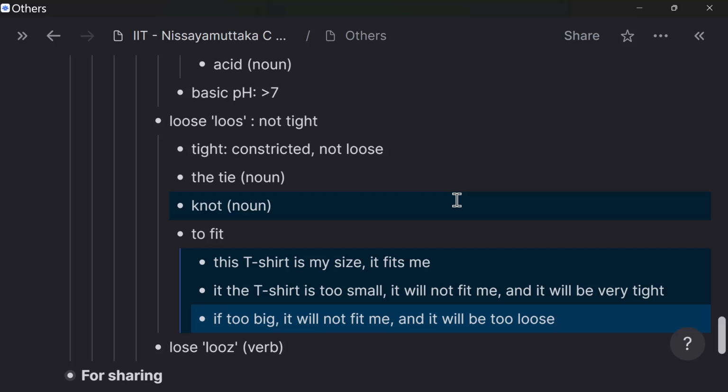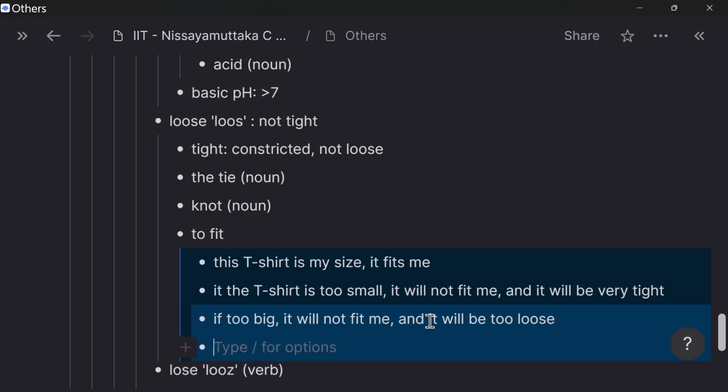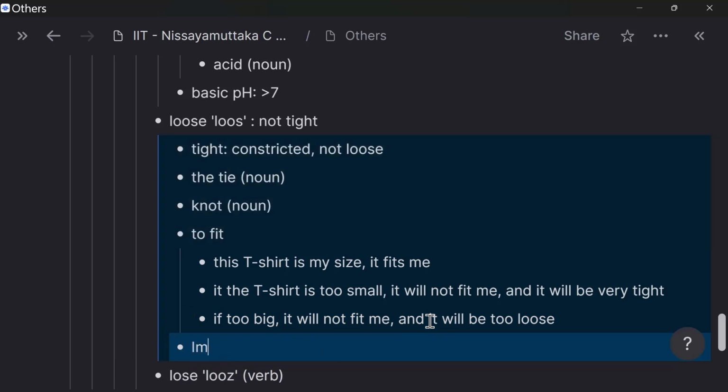But is fit only a verb, or can it be an adjective? Yeah, it fits you. It can be an adjective as well. We can also use it like, I'm fit. You can make a sentence like this. For the t-shirt, yeah, in this situation, but we use the adjective.